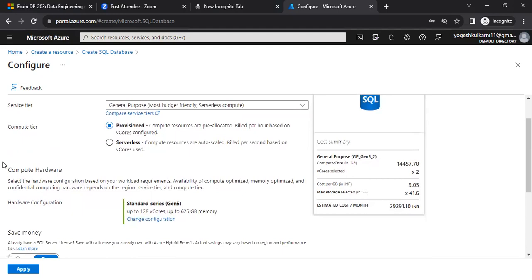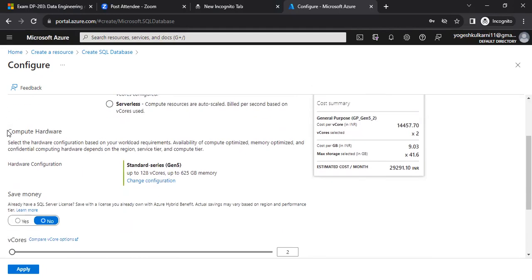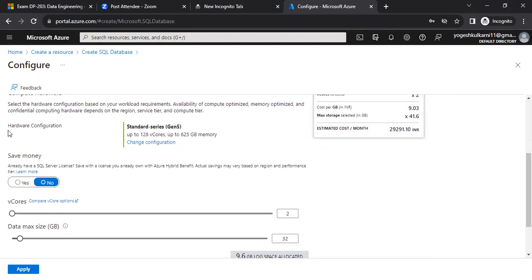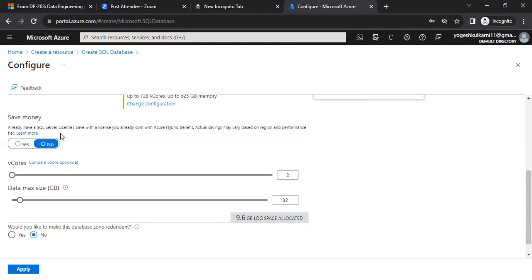Okay. So this is a per month cost. If you just spin it up for one day and then you remove or delete it, then your cost will be for a single day? Yes, you will still be charged for the single day. Because if you see, it is an estimated cost. So if you already have a SQL Server license that you are using for on-prem, that also you can use and save the cost.